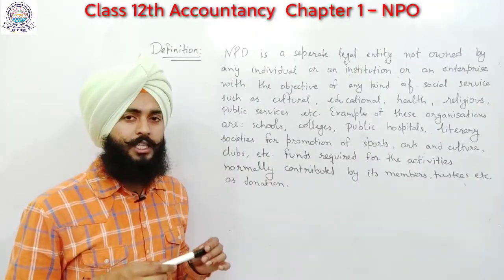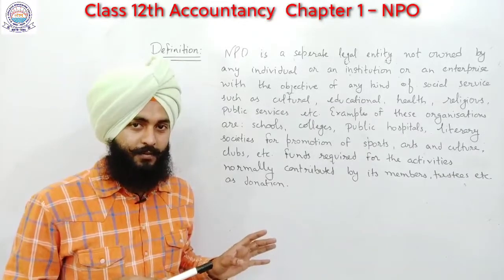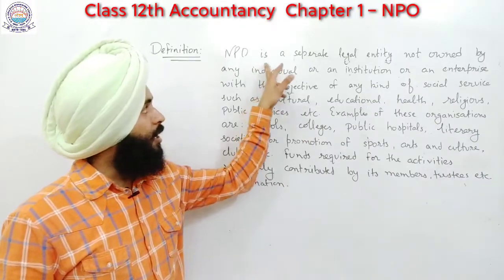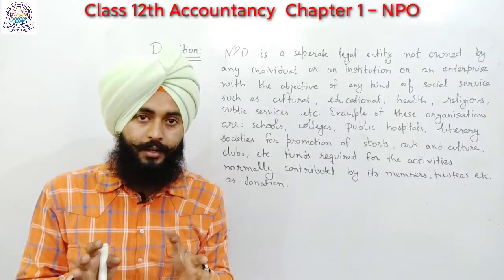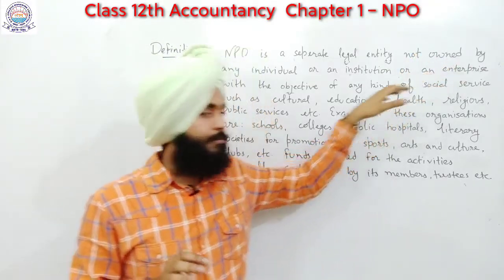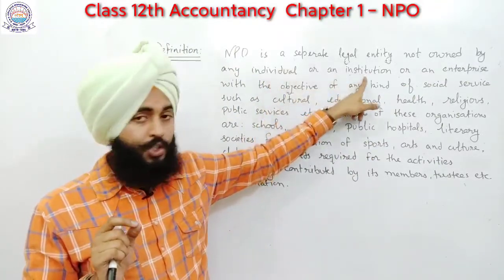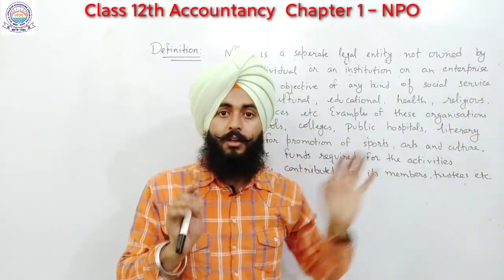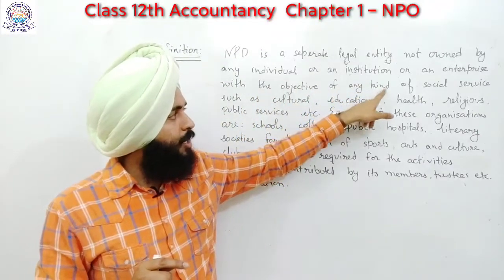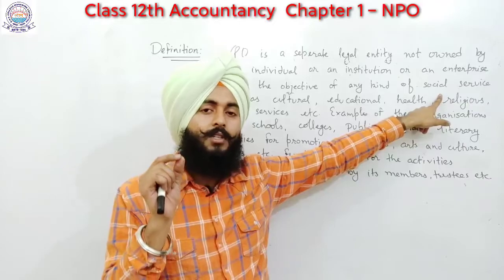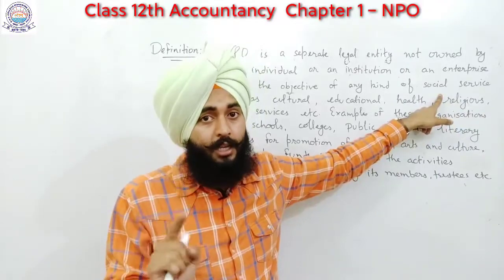Now the next thing is the definition of NPO. It's a bit longer, but don't worry, it's very easy to understand. So let's start. NPO is a separate legal entity. Like other business organizations, it is a separate legal entity. Not owned by, no one is owner here. Any individual, institution or any enterprise, no one is owner. Another thing is, with the objective of any kind of social service, they have a specific objective, not to earn profit but to do social services.